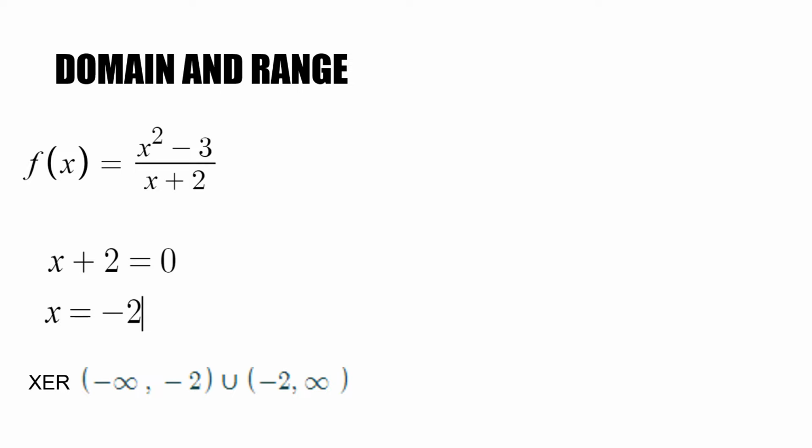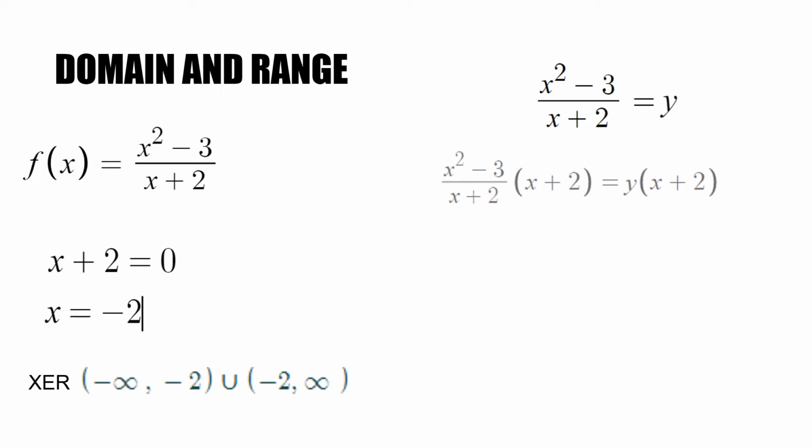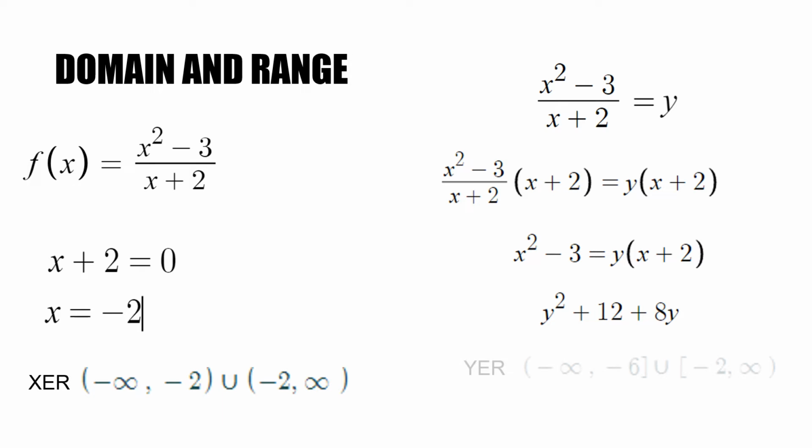The range of the function is the same as the domain of the inverse function. So to find the range of the function, we must interchange the x and y values and then solve for y. Multiply both sides by x plus 2 and then simplify. Next, we must find the discriminant for which this equation is greater than or equal to 0. We find that y is greater than or equal to negative 2 and less than or equal to negative 6. Therefore, the range is written in interval notation as y is all numbers from negative infinity to negative 6, union negative 2 to infinity.